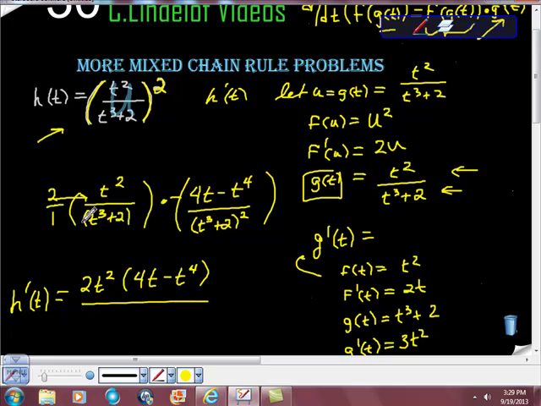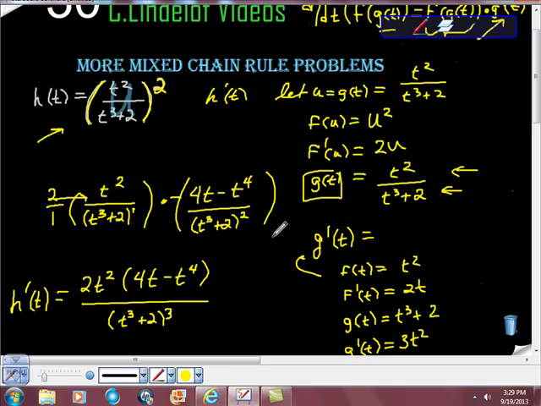Look at this for a second. 1 times t cubed plus 2 is t cubed plus 2. But this is this to the first power. These two factors match. I have it to the first power here, to the second power here. That gives me to the third power, doesn't it? T cubed plus 2 cubed.